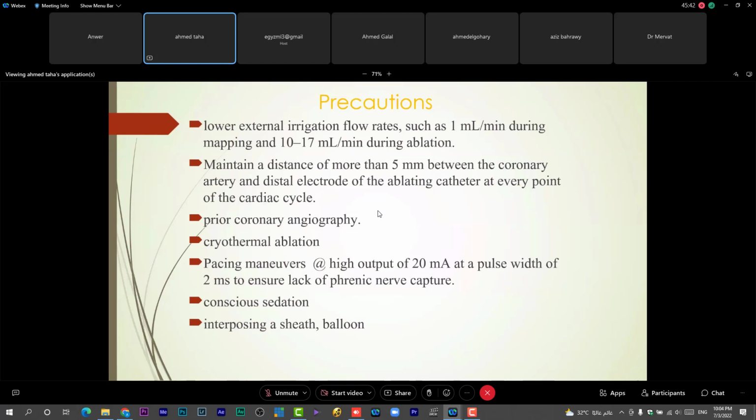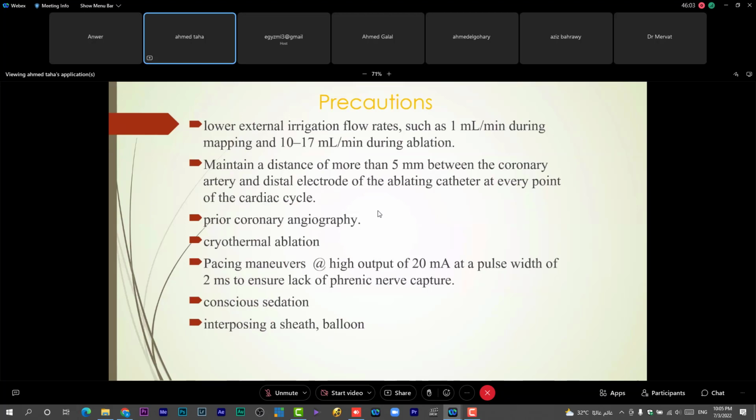Sometimes cryothermal ablation can be used. Pacing maneuvers in the epicardial space are totally different. You are giving high output all the time to ensure lack of phrenic nerve capture, to avoid ablating it. Conscious sedation, general sedation, or general anesthesia can be used.